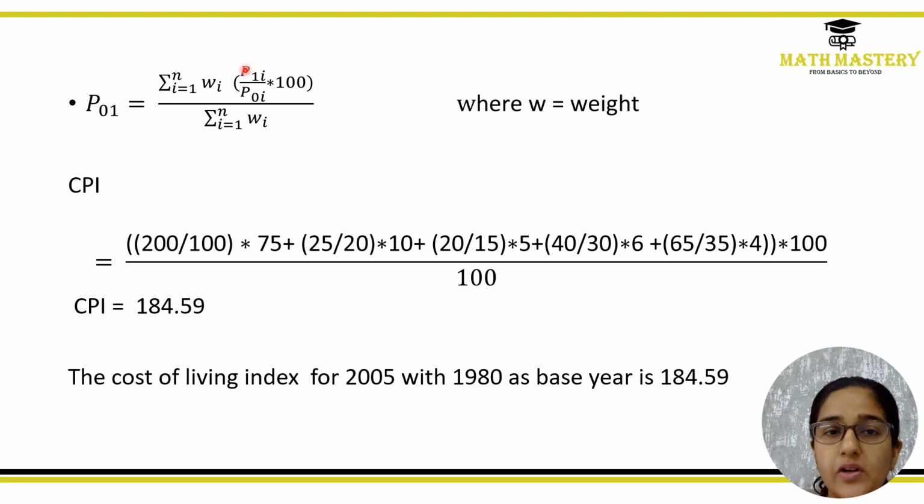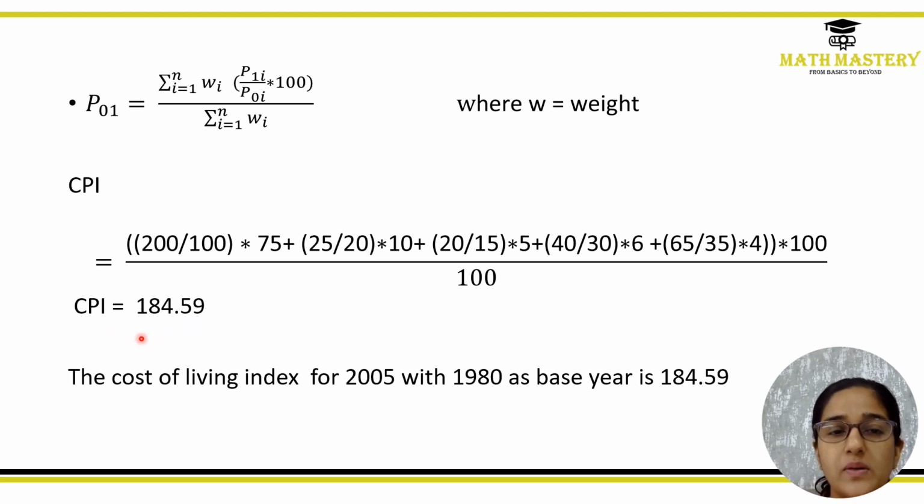Relative price of a commodity: P1 is the price of a commodity in the current year, which is 2005 in this case, and P0 is the price of the commodity in the base year, which is 1980. These are given to us, multiplied by 100, divided by summation i from 1 to n w_i, the sum of the respective weights, which we have to calculate. So when you substitute the values in the formula, the value of CPI comes out equal to 184.59.